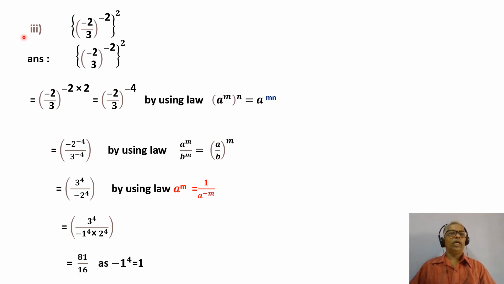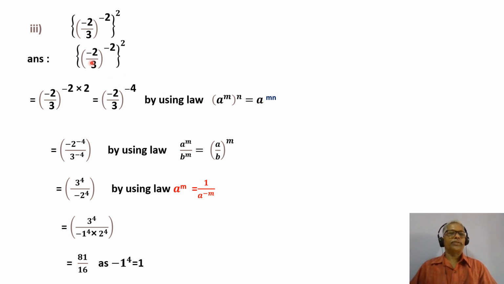Third one, or the last one, under this finding values, read this very carefully: minus 2 upon 3, this bracket raised to minus 2, and another big bracket which includes this minus 2 exponent, and the whole thing raised to 2 again. Answer: write the same thing as it is and then try to solve it. Now we have a law, A raised to m, whole raised to n, is equal to A raised to m into n. The powers or the exponents get multiplied here.